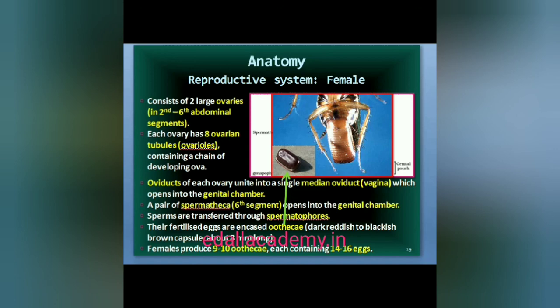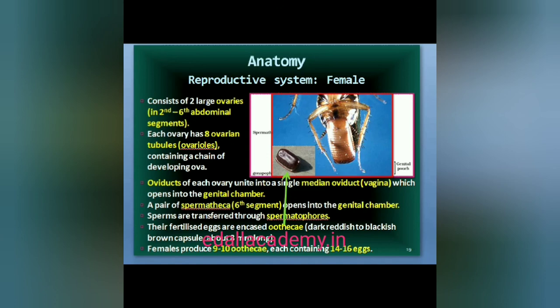Oviducts of each ovary unite into a single median oviduct, also called vagina, which opens into the genital chamber. A pair of spermatheca is present in the 6th segment, which opens into the genital chamber. Sperms are transferred through spermatophores. Their fertilized eggs are encased in capsules called ootheca.